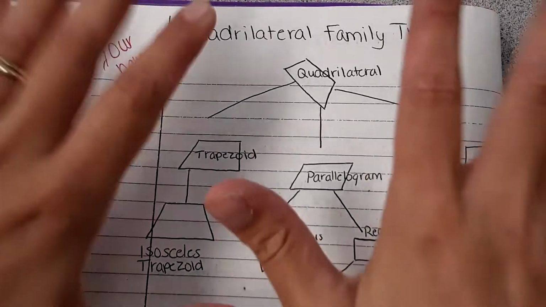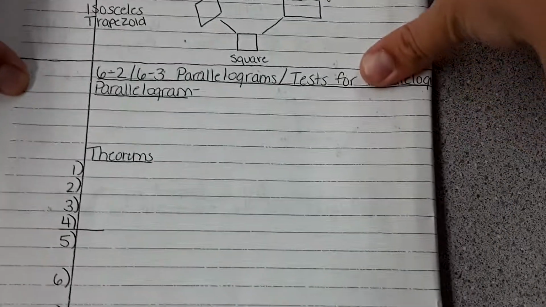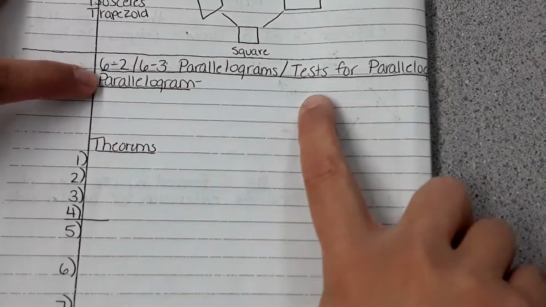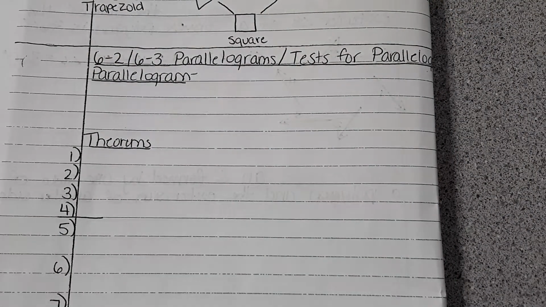As I mentioned, we're skipping this for today. We'll cover the quadrilateral family tree tomorrow. We're starting here, 6-2 and 6-3. 6-2 is what we're covering today, so we're going to cover the first part of this. So here we go.